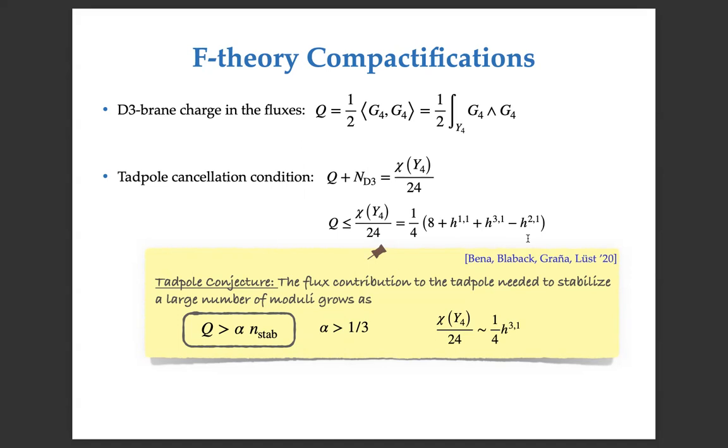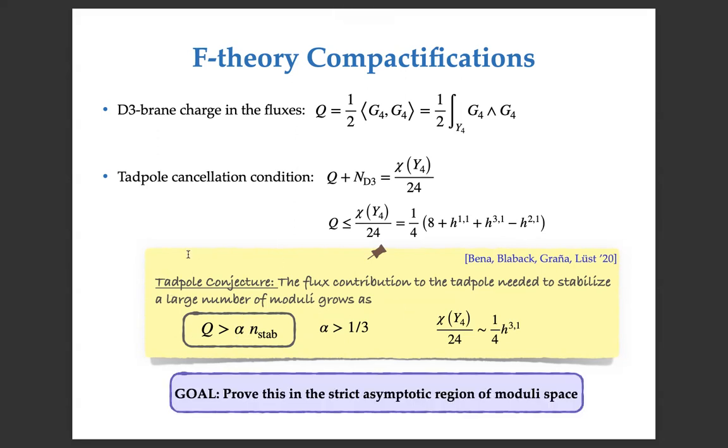Basically, it is telling us very roughly that if we are interested, for example, in compactifications in which we can stabilize all the moduli, we better look for compactifications with few moduli. Because at least in this restricted setup, at least for the complex structure sector in F-theory compactifications, we can make this more precise. And we will see this linear scaling here. So this is the goal of this talk, to prove or to examine this in the strict asymptotic region of moduli space. And this is what we're going to try to tell you during the next few minutes.